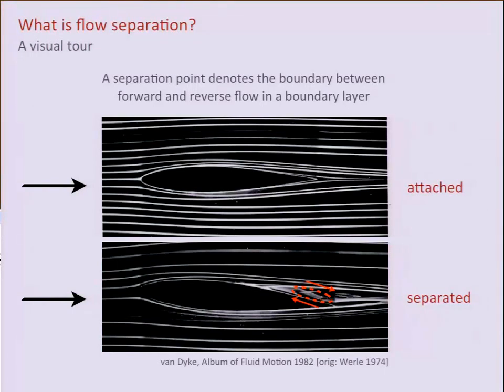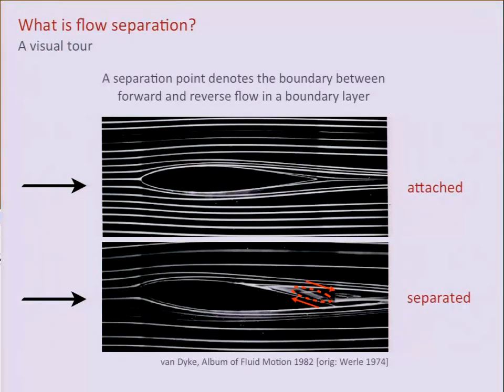Now, if you take the same airfoil and you give it an angle of attack and you incline the nose relative to the free stream here, then for the most part you see that the streamlines are still pointing in the same direction, except in this back region close to the trailing edge of this airfoil.